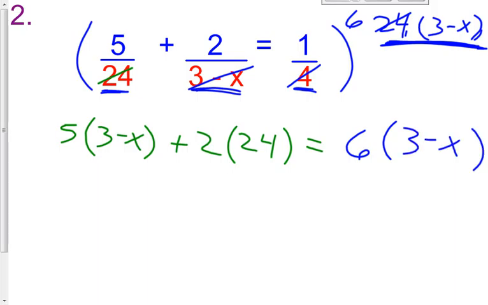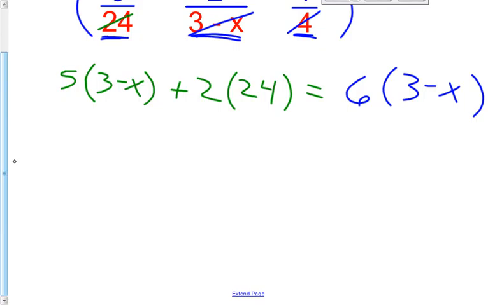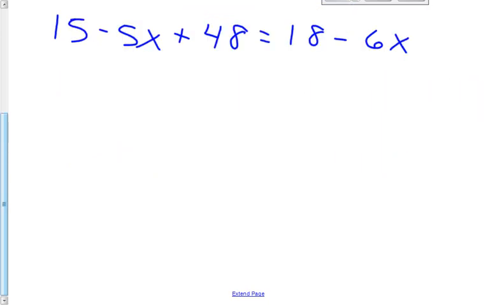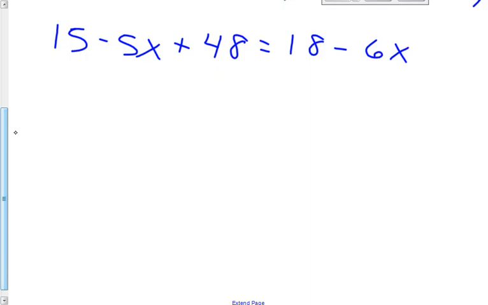There goes our denominator. Now let's get rid of our parentheses by distributing. So we have 15 minus 5x plus 48. That equals 18 minus 6x. Let's clean up a little bit here on the left side by combining like terms. 15 and 48 make 63 minus 5x equals 18 minus 6x.